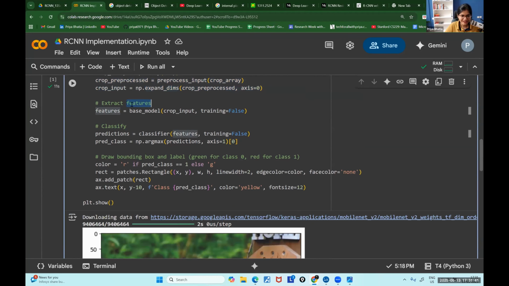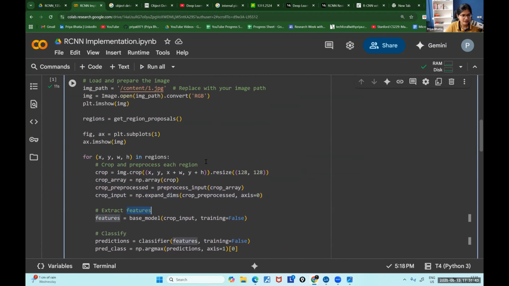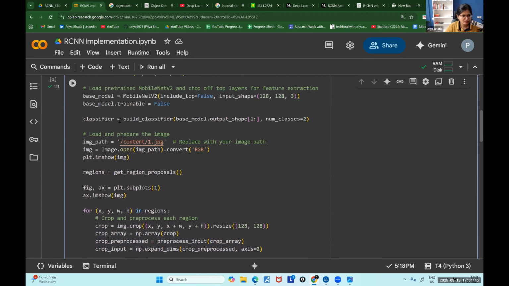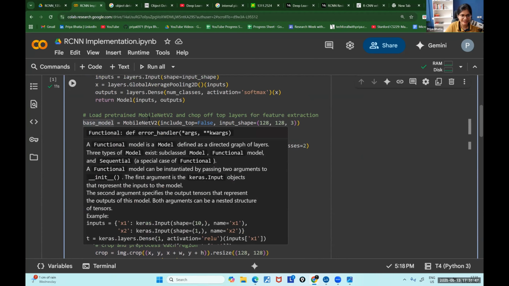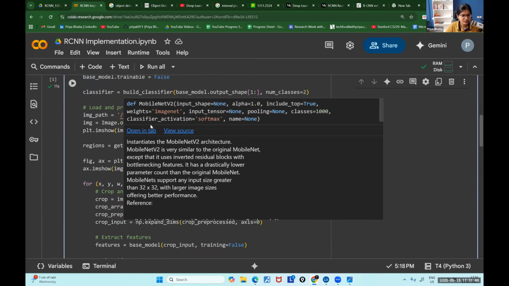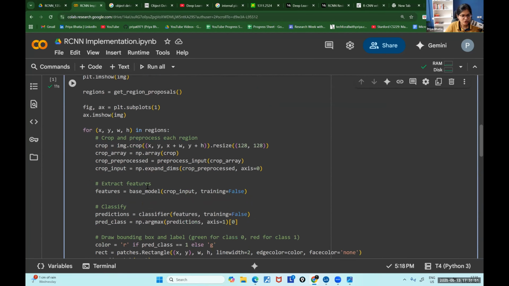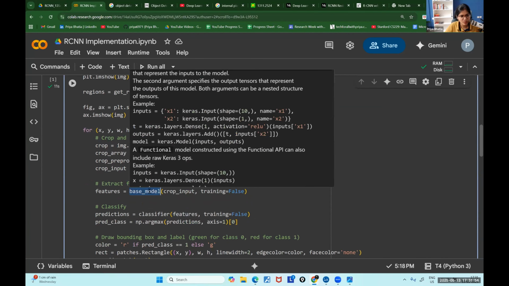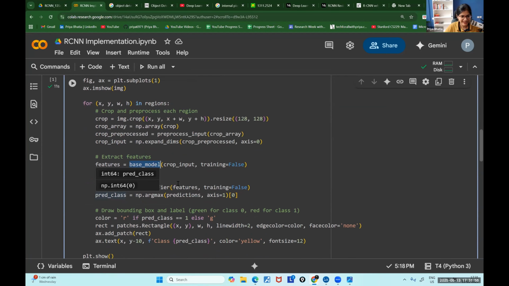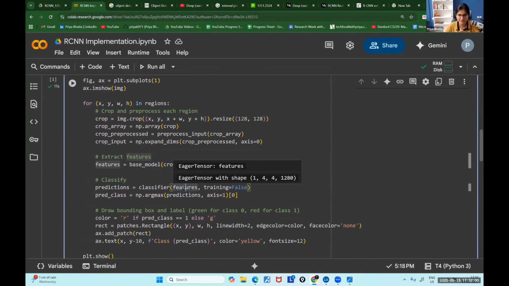After that, we will try to extract the features by using this base model. Base model is something which we have defined as MobileNet V2, which is a pre-trained model. So what will happen is, once you apply this CNN-based model, it will try to extract the features. And once your features are extracted, you can pass those features in the classifier and it will give you the predictions.